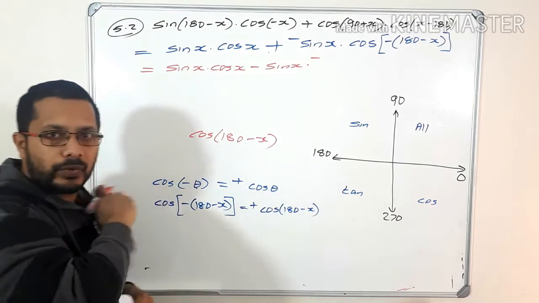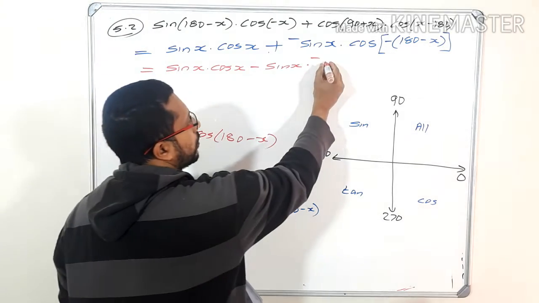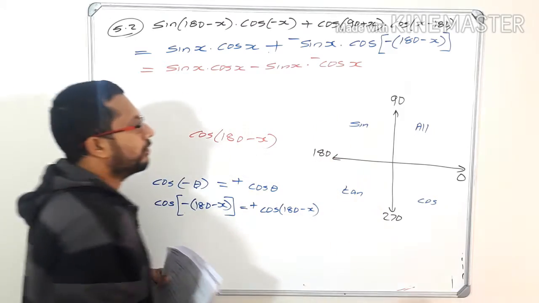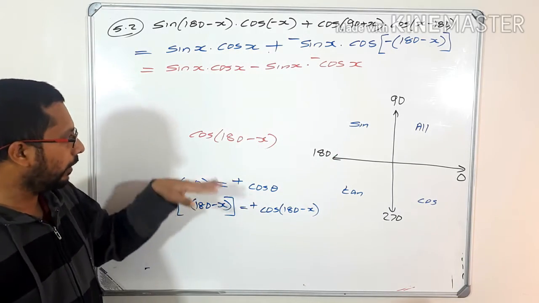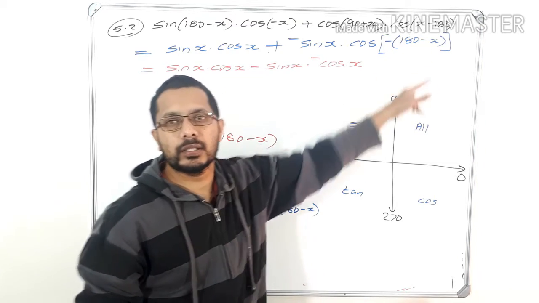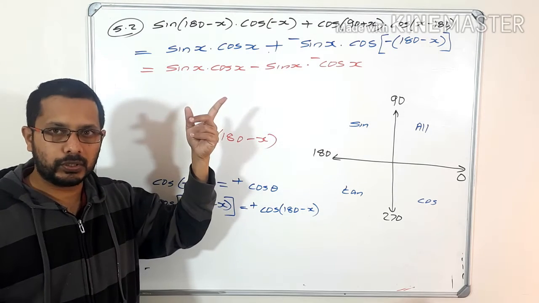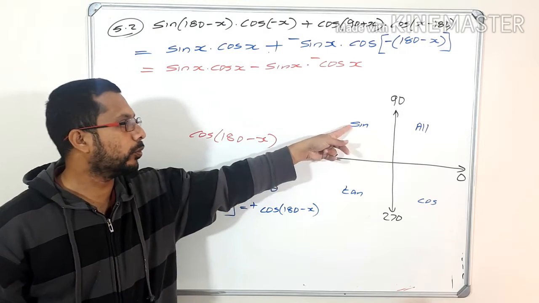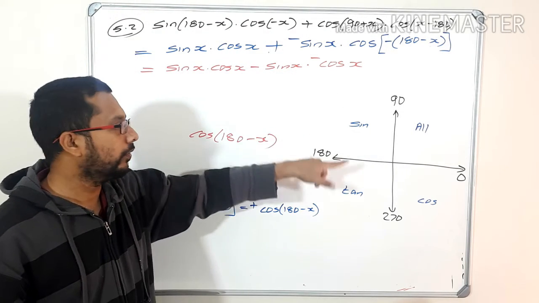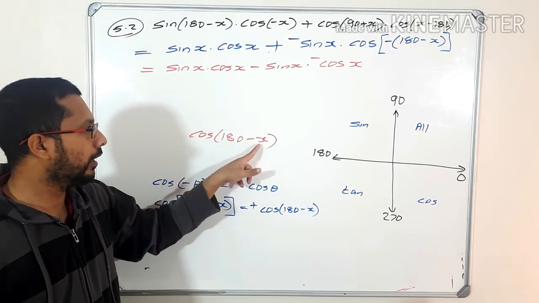Then if it is based on 180 or 360, there is no change in the trigonometry. That means here cos, here also cos. Then the angle is x. So look once more, I avoided one step there. We know that cos of minus 180 minus x is the same as cos 180 minus x. 180 minus x is in which quadrant? Second quadrant. In the second quadrant, sine is positive, cos is negative. Then if it is based on 180, no change in the trigonometry. So it is cos x.